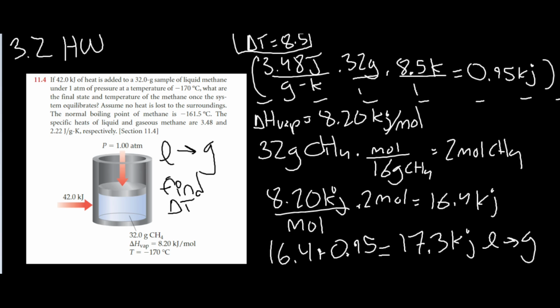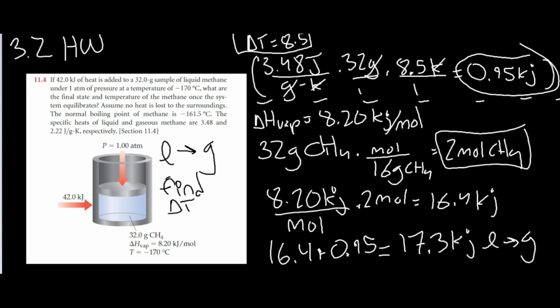And you just solve it, use your unit canceling, grams cancel out, Kelvin cancel out, and you're left with 0.95 kilojoules. And then you can't just use your specific heat, you also have to use your enthalpy of vaporization, very important, which is 8.2 kilojoules per mole. And then since we don't have moles, we convert grams of CH4 or methane to moles of methane, and it's pretty nicely split into 2 moles.